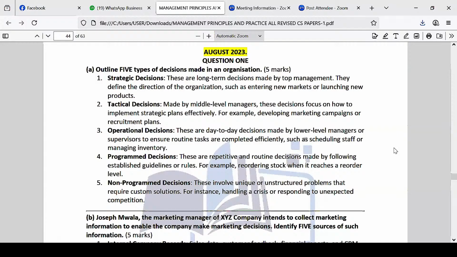Nobody is prepared for a crisis. A crisis comes sometimes when you least expect it. So when you want to manage that crisis, you may make decisions. We call them non-programmed. It means there are things that you didn't expect, but now since they occur, you have to find a way of handling or managing those decisions. Very, very important. Look at that very carefully. Now that is question 1A.